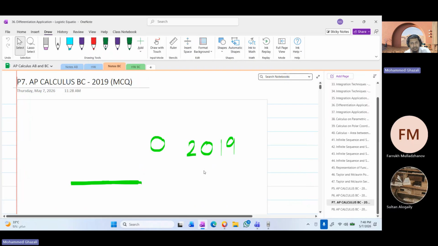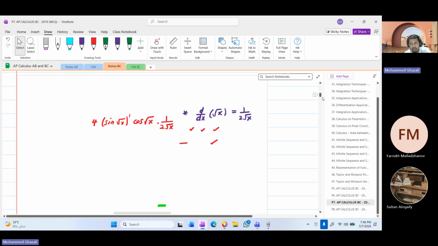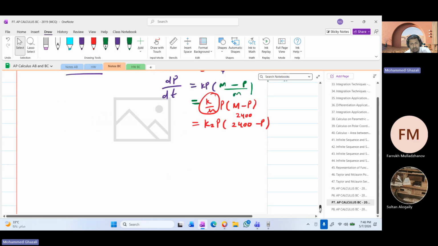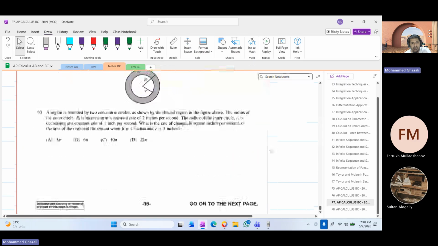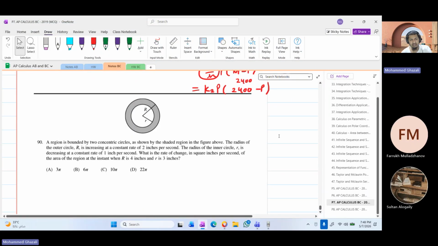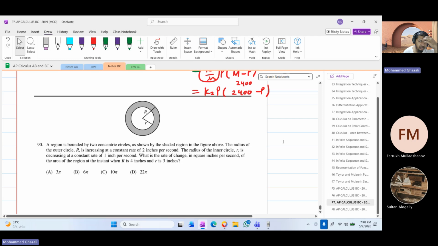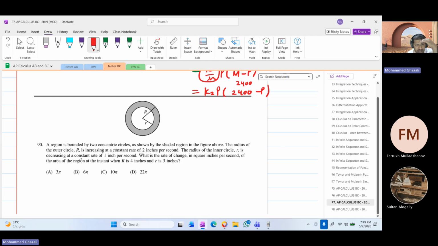Right, anyways, let's go back here to our paper. We are almost at the last question. A region R is bounded by two concentric circles. Concentric circles are circles within each other, right? They share the same center. As shown by the shaded region in the figure above, the radius of the outer circle is R and increasing at a constant rate of 2 inches per second. The radius of the inner circle is r and decreasing at a constant rate of 1 inch per second.